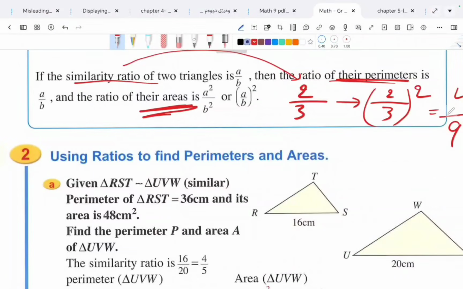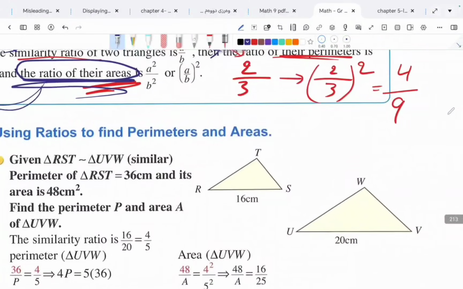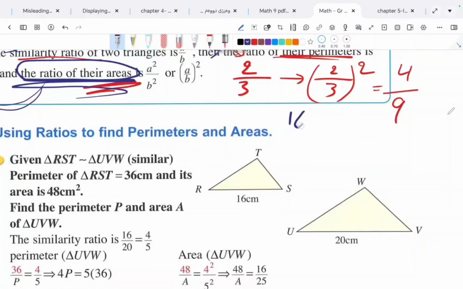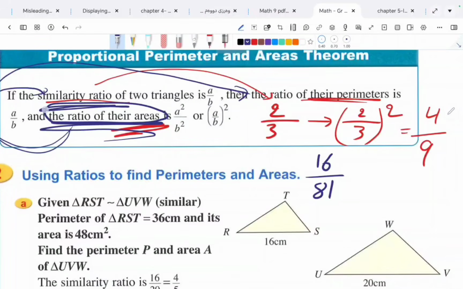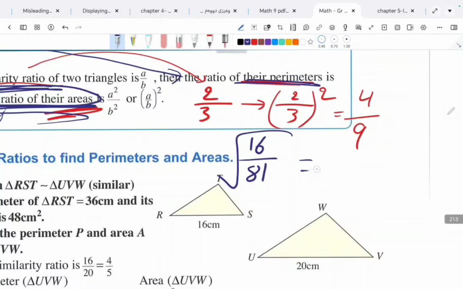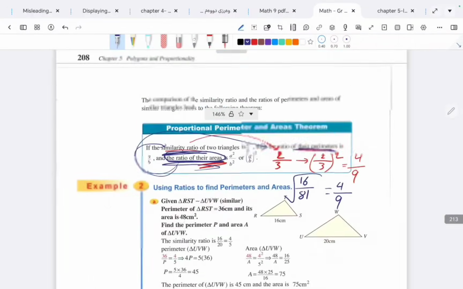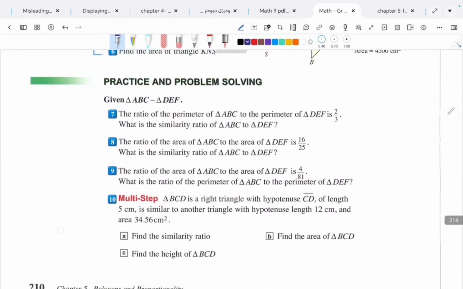Okay, but if you have the ratio of their area, how to find the ratio of similarity and ratio of their perimeter? For example, if you have 16 out of 81, this is the ratio of area. How to change to similarity or ratio of perimeter? You have to take a square root. Square root of 16 is 4, for 81 it is 9. Okay, let's solve some examples about this case.